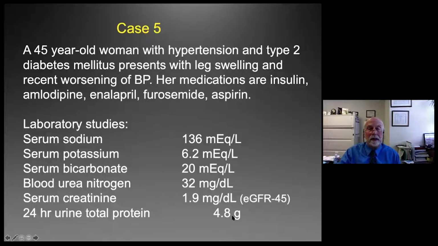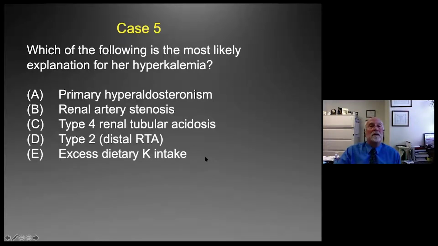32 and 1.9. And she happens to have a fair bit of proteinuria, which you may not be surprised by with her history of diabetes. But we're going to be focusing on her potassium. So of these choices, which is most likely the explanation for her hyperkalemia? Does she have hyperaldo, renal artery stenosis? Does she have a type 4 RTA? Does she have a type 2 or distal RTA? Or is she just taking in too much potassium to account for her elevated serum potassium?